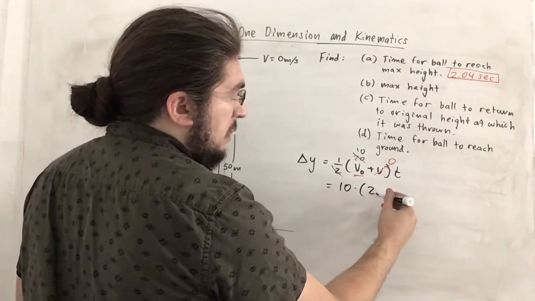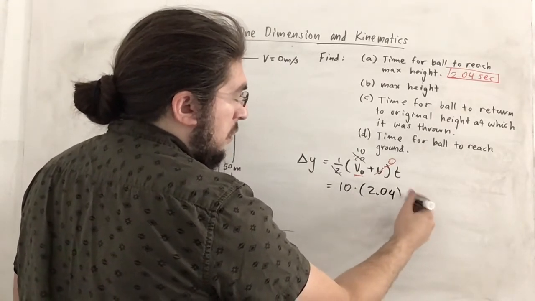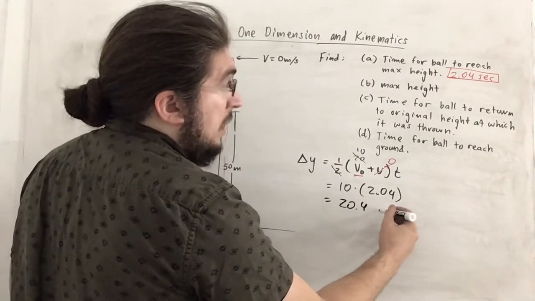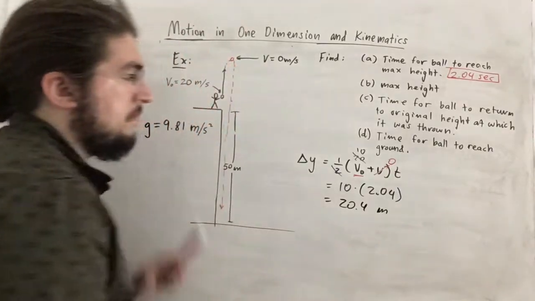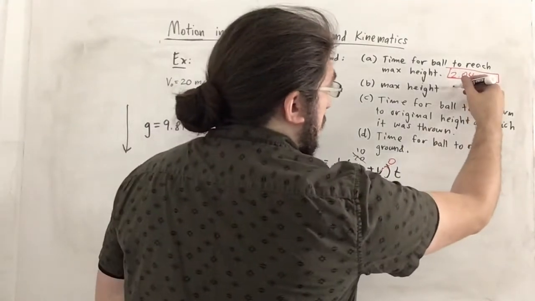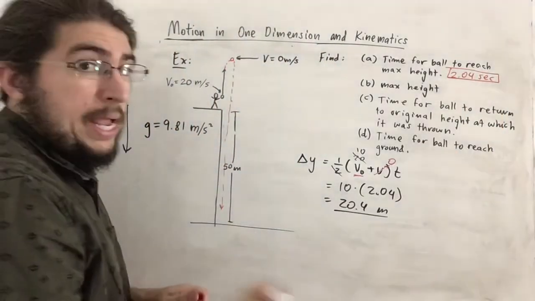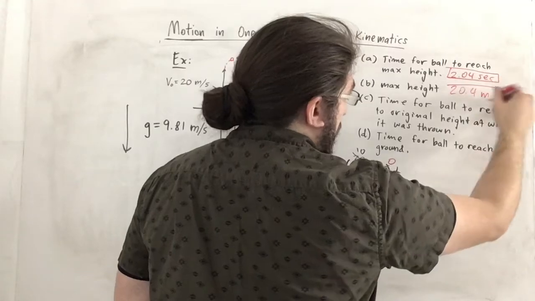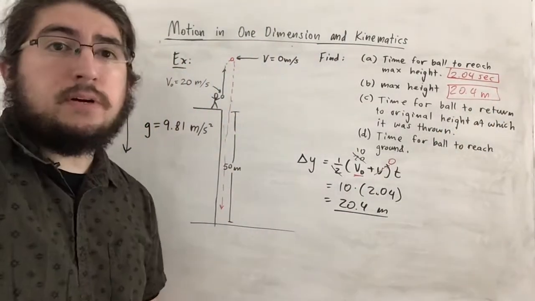Well, we know t is actually 2.04. So that means delta y will be 20.4, and that's going to be meters, because, of course, the distance here is in meters. So now I'm going to box this in red, much like I did with part A. So I got 20.4 meters. And now we're going to move on to part C.